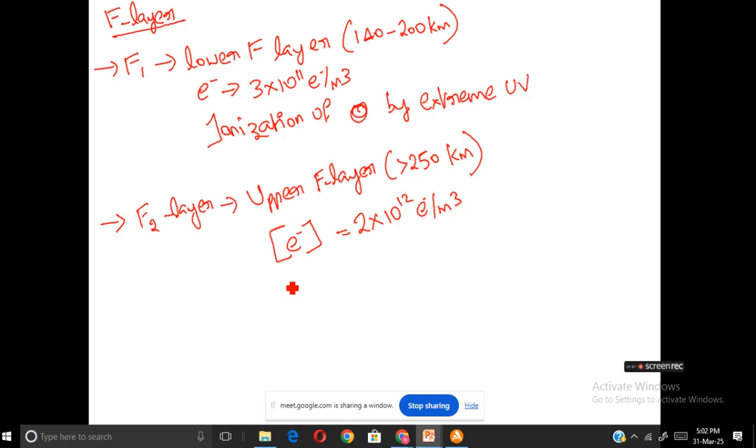So these are the basics about the ionosphere and its different layers, how it is produced, what the peak production is, what the electron density of different layers is, etc.